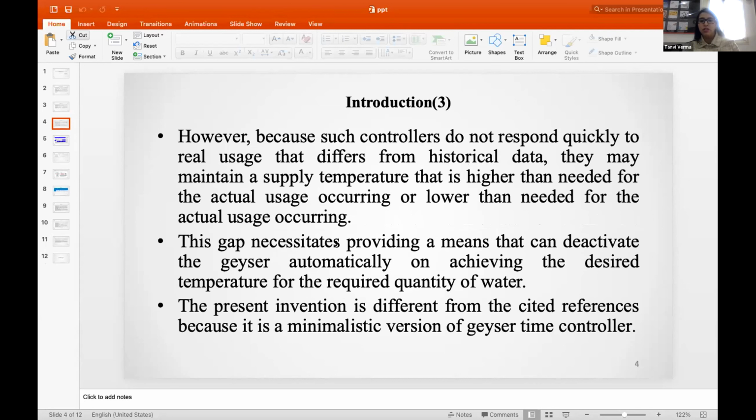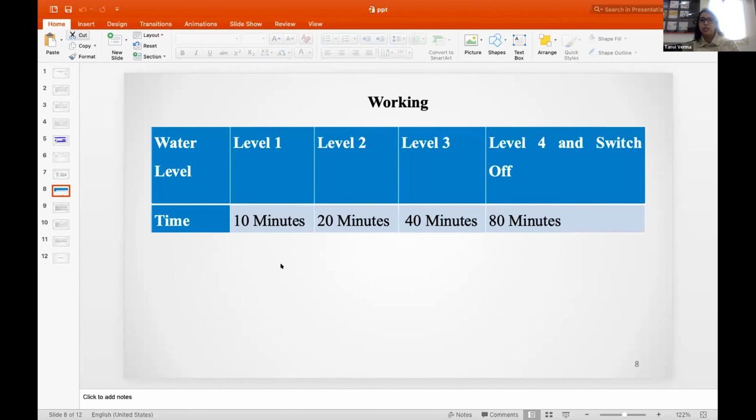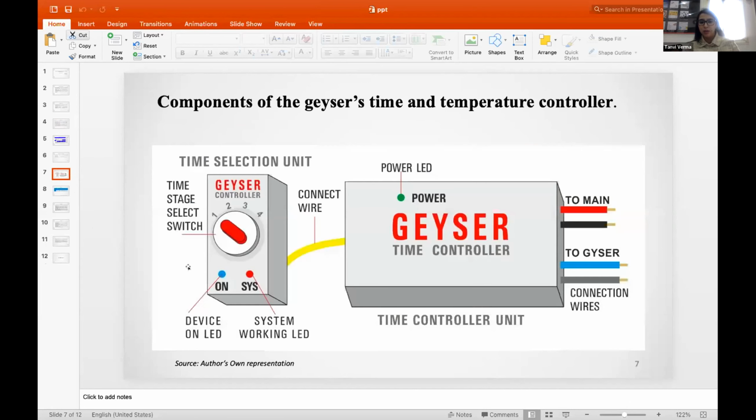So the present invention is different from the other cited references, as it contains a multiple stage or multiple level controller, which has certain stages through which we have different time intervals. There are various 4 levels, and there are time intervals given, and according to these timings, our geyser switch will beep, or we can say will indicate that it's been 10 minutes the geyser is on, and then 20 minutes, 40 minutes, and so on. This has been our working, and it is just as small as the regulator of a fan.